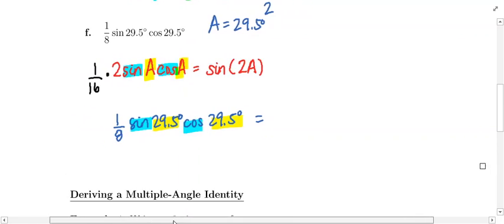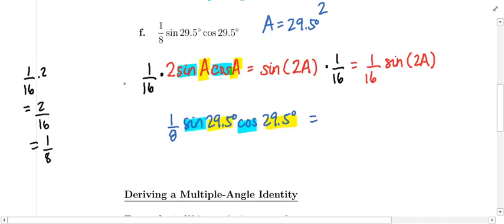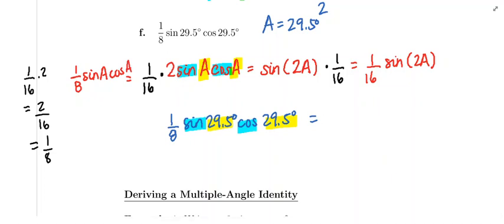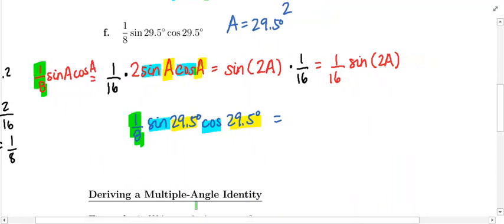If I do this to the left side of the identity, I have to do it to the right side of the identity. So the right side of the identity is going to become 1/16 times the sine of 2a, and the left side is going to become 1/8 times the sine of a times the cosine of a. Now we have the coefficients matching. I see the 1/8 and the 1/8 matching. Now that we've gotten an exact match, we know what to do.